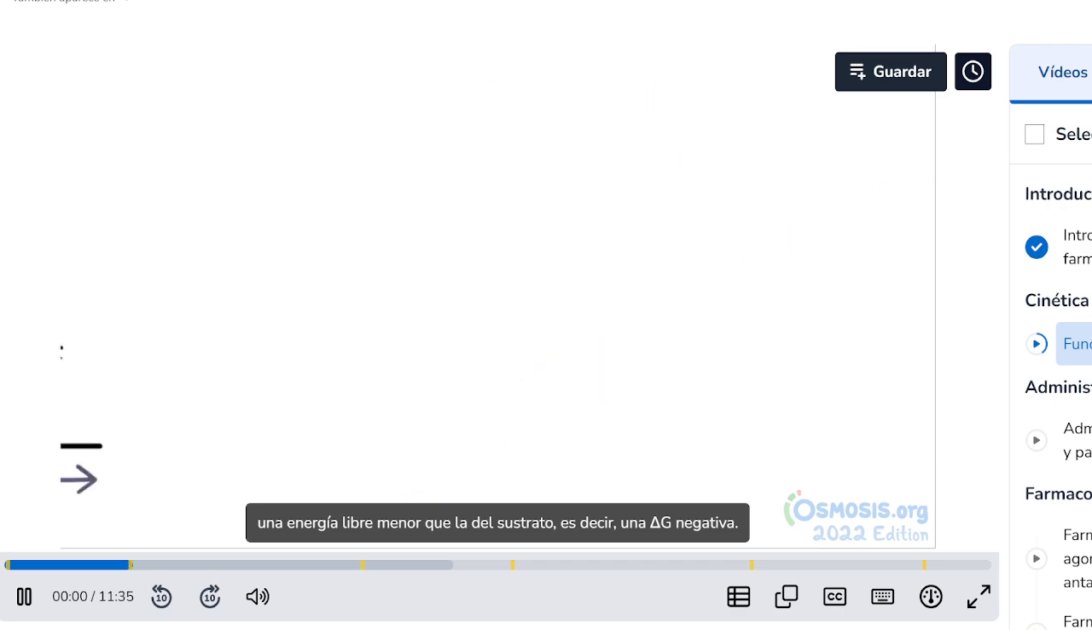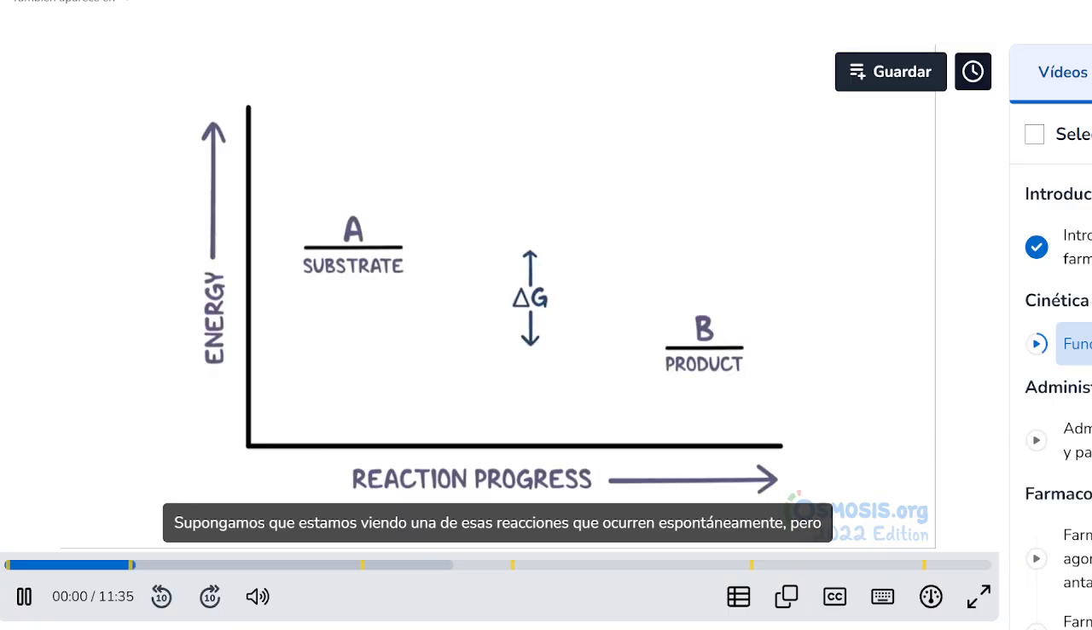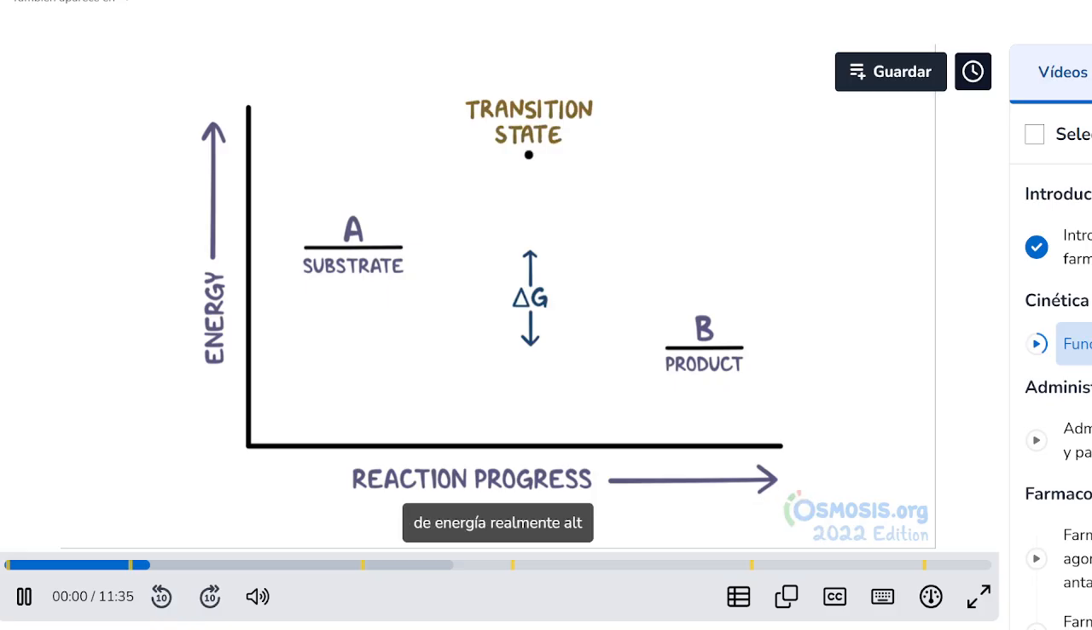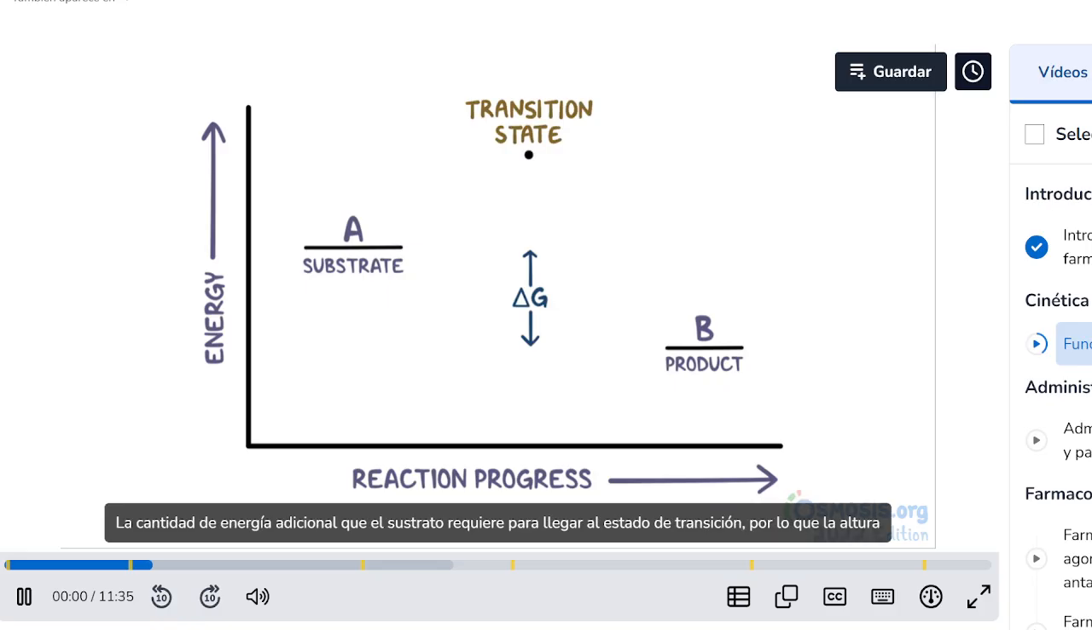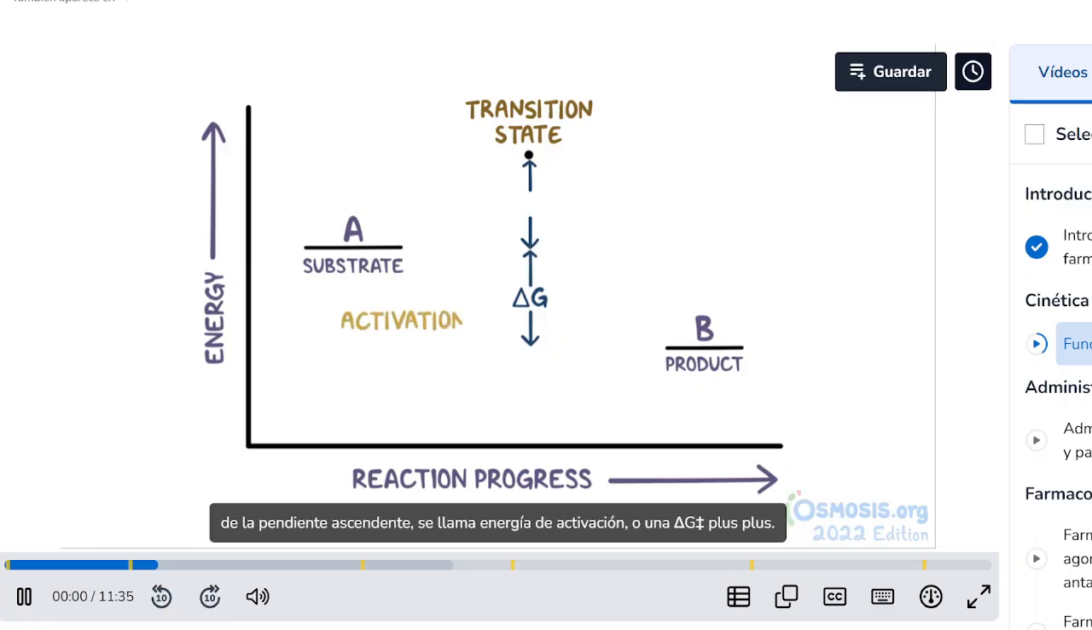So let's say we're looking at one such spontaneously occurring reaction. But between going from the substrate to the product, there's an intermediate transition step that has a really high energy state. The amount of extra energy the substrate needs to get to the transition state, so the height of the upslope, is called the activation energy, or delta G with a little double dagger symbol.